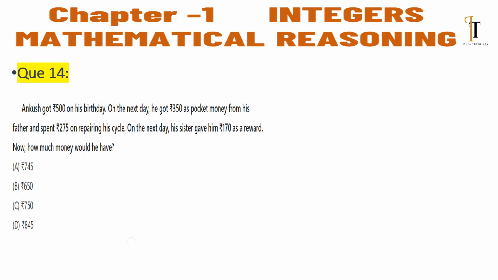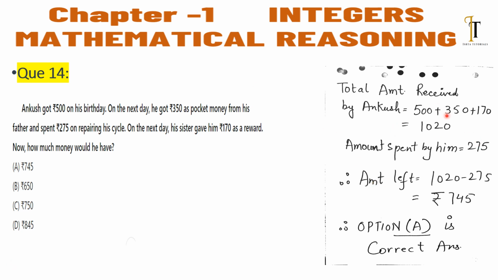Question number 14. Ankush got rupees 500 on his birthday and on the next day 350 as pocket money from his father, and spent 275 on repairing his bicycle. On the next day, his sister gave him 170 as a reward. Now you need to find how much money he would have at the end. Let's do it by the total amount received. By adding all these amounts, we got 1020. The amount spent by him is 275. So for the amount left, you need to subtract both amounts, that is 745, which is option A.